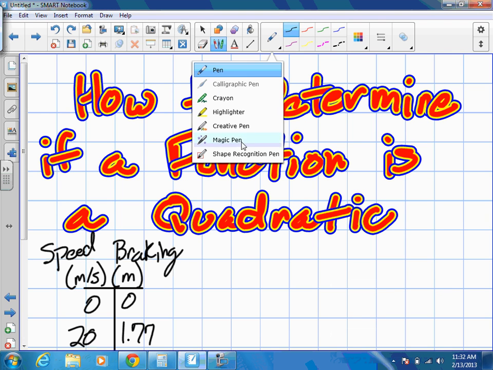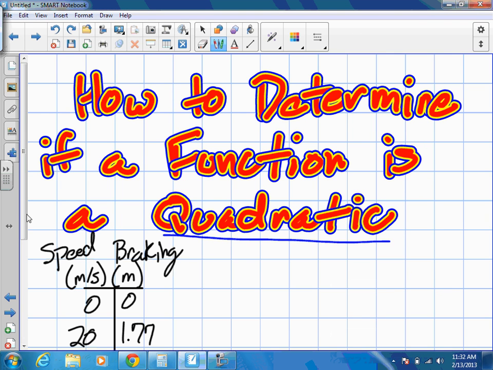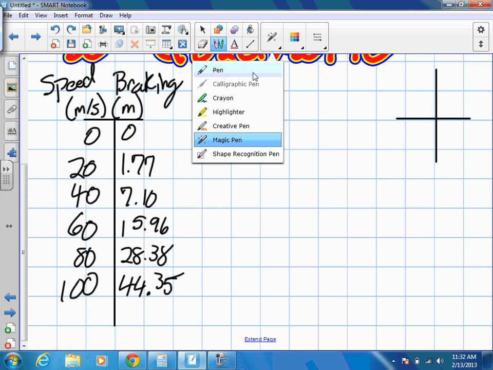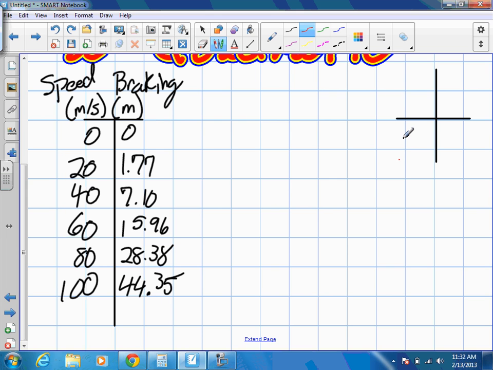How to determine if a function is quadratic. If you recall from last year, a quadratic function makes what shape on a graph? A parabola, that's right. So you may have something like this, or something like this. Both of these would represent a parabola.